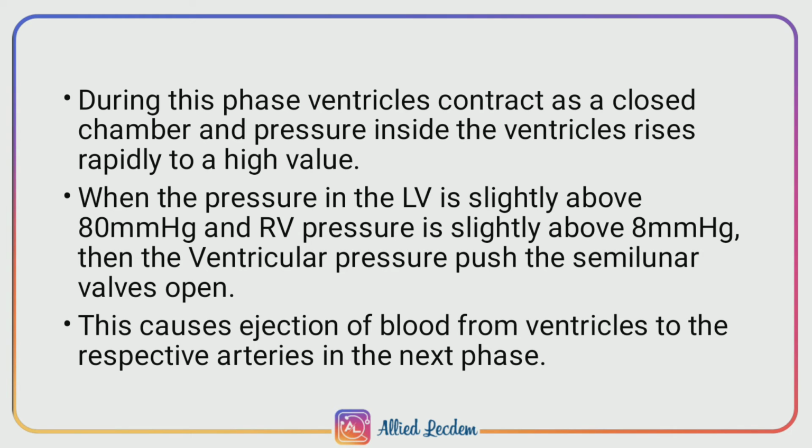When the LV pressure increases up to 80 mmHg and the RV pressure is slightly above 8 mmHg, the ventricular pressure pushes the semilunar valves open. This causes ejection of blood from ventricles to the respective arteries in the next phases.